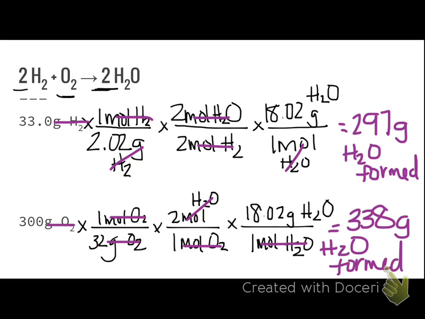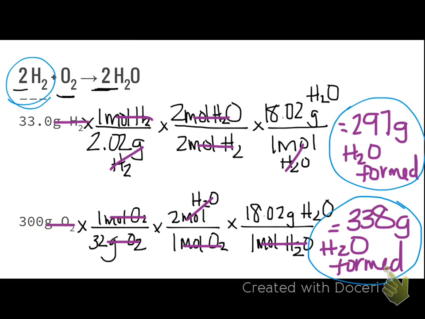Now, if you remember back to doing limiting reactants, the limiting reactant is going to be the one that limits or dictates how much of a product you're going to form. So with all of my hydrogen, I'm forming 297 grams. With all of my oxygen, I'm making 338 grams. So just by looking at this, which one limited how much product I could make? Which one made the least amount of product? The hydrogen gas.